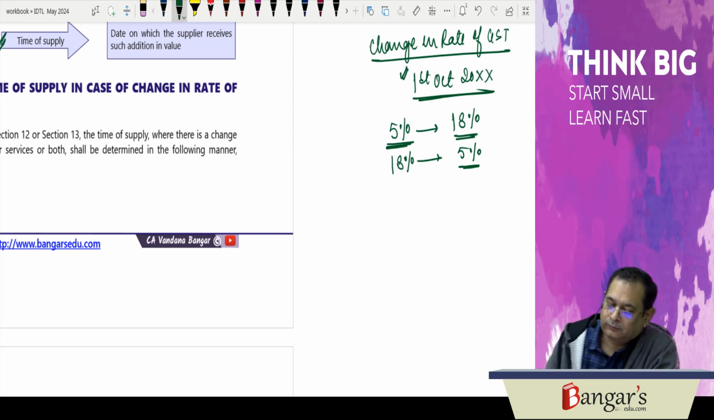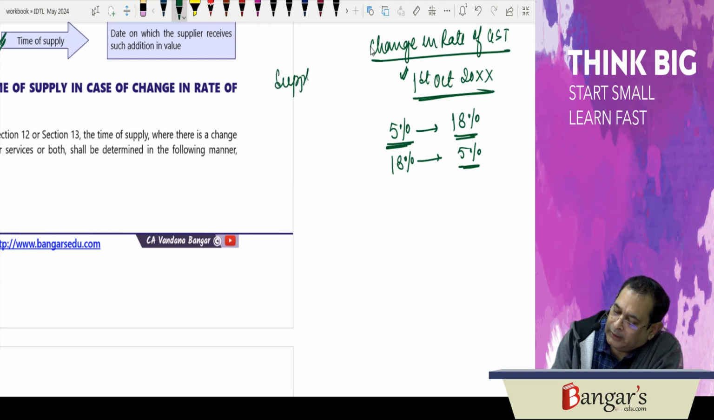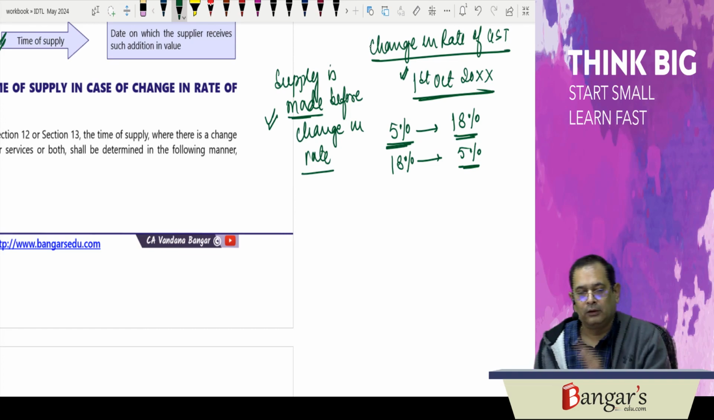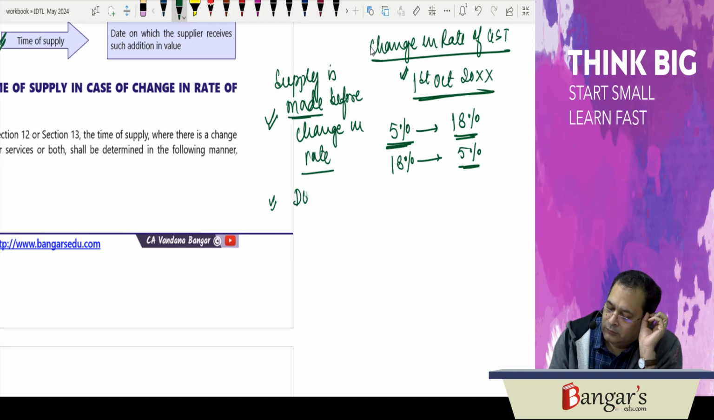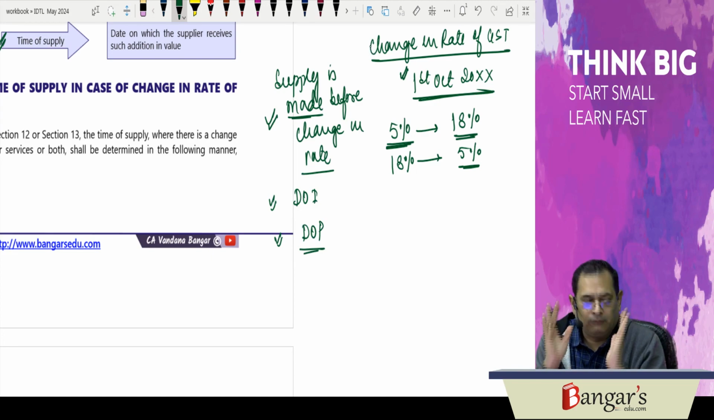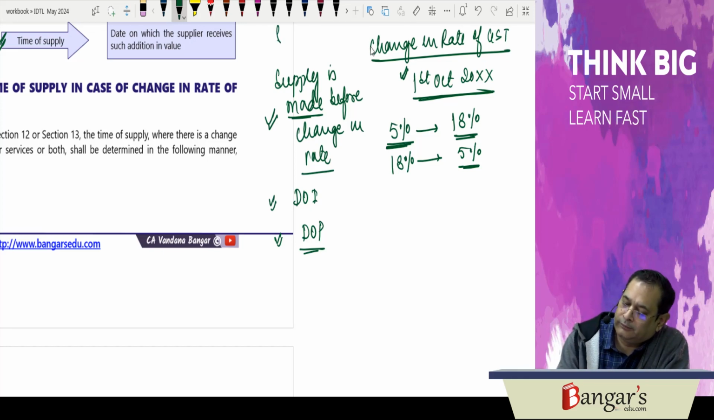Now see, if a supply is made, it may be a possibility that supply is made before change in rate of tax. We are having these. One event is supply. One is the date of invoice. And one is the date of payment. These are the 3 things. Everywhere these 3 things are there. And here in section 14, majority rules apply.